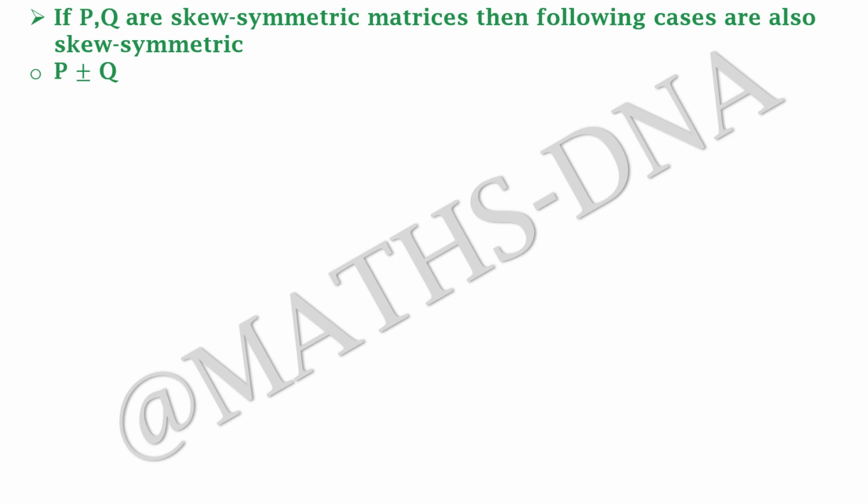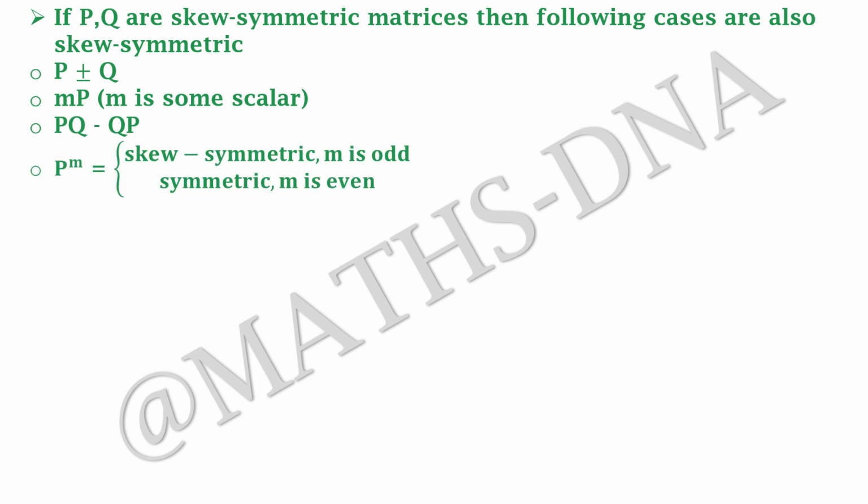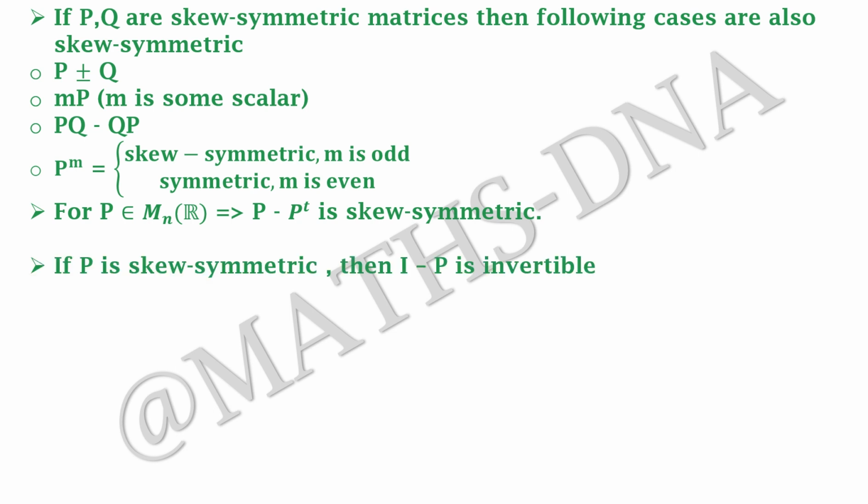Moving on, if P and Q are skew symmetric matrices, then the following cases are also skew symmetric. First one, P plus minus Q. Second, M into P, where M is some scalar. Third, PQ minus QP. And last but not the least, P raised to M. If M is odd, then it is skew symmetric, and if M is even, then P raised to M is symmetric. Also, for some P belongs to Mn(R), it implies that P minus P transpose is skew symmetric.